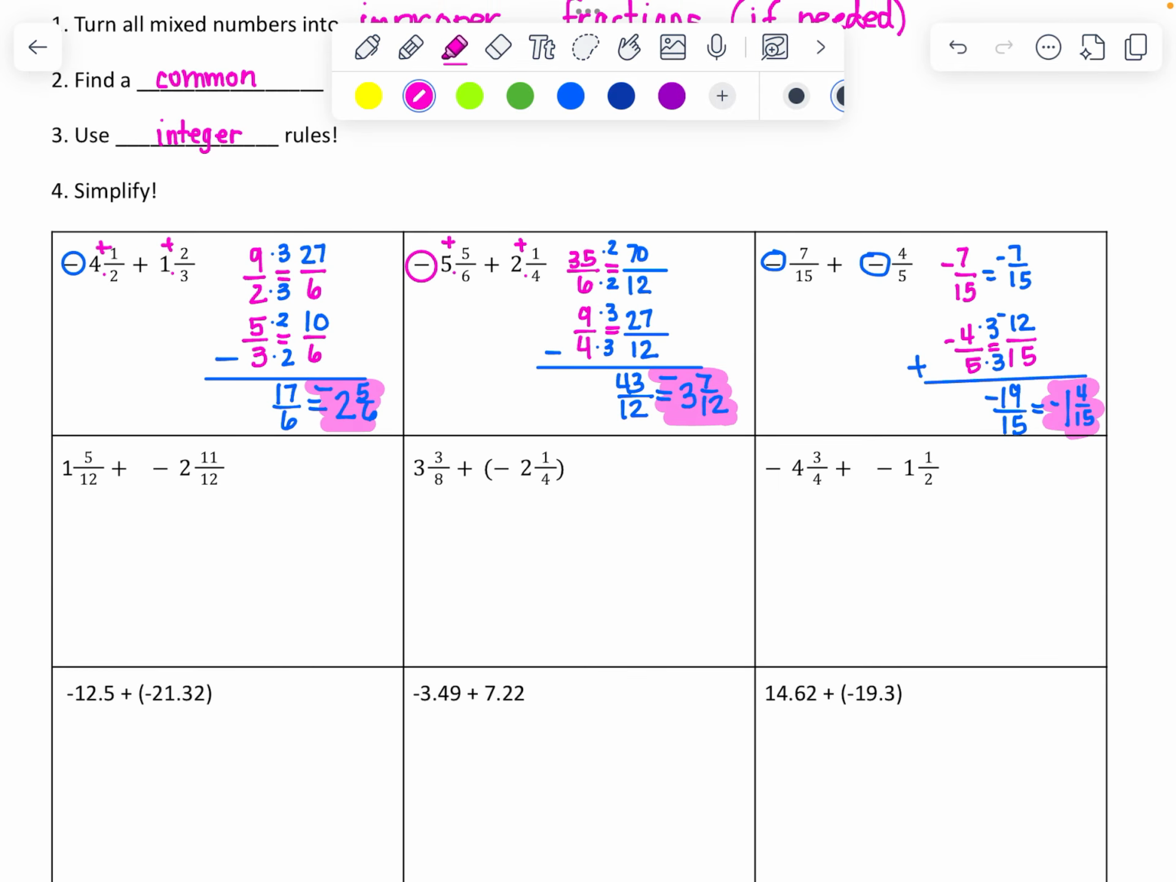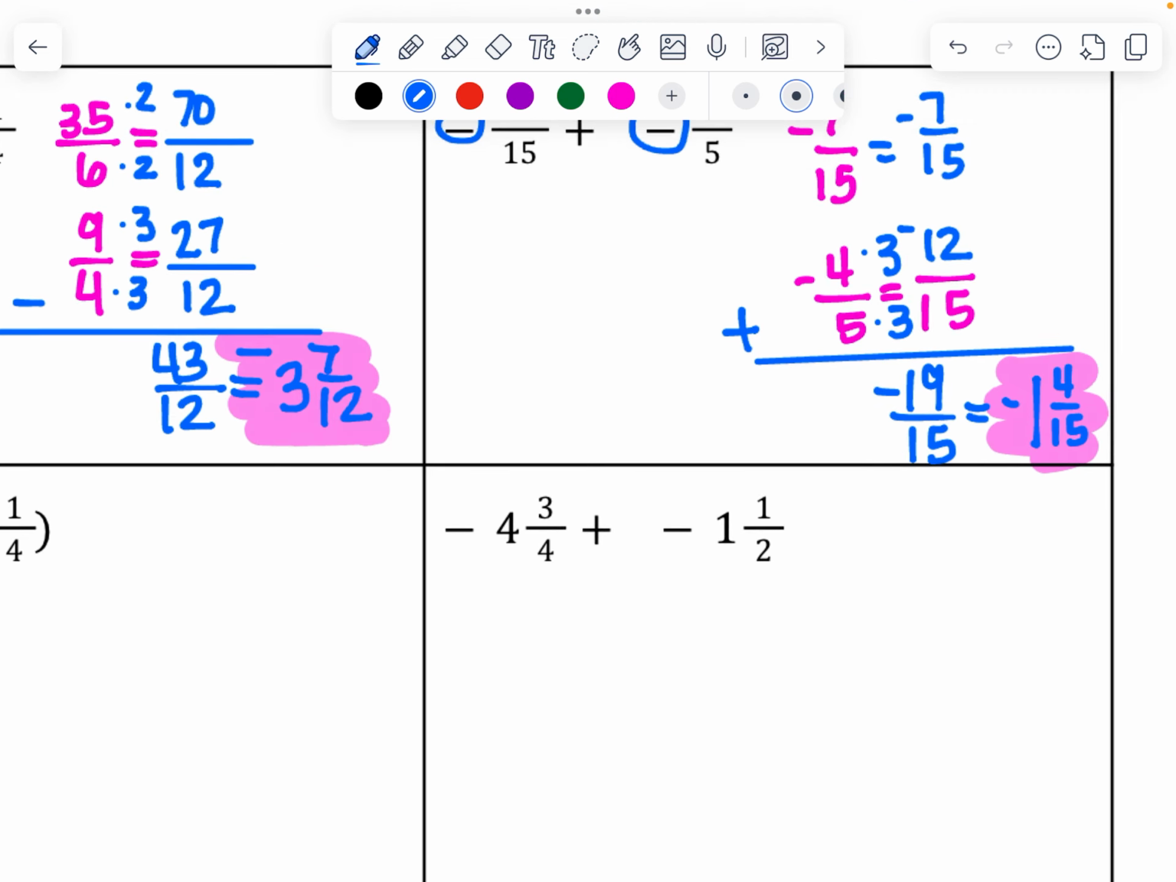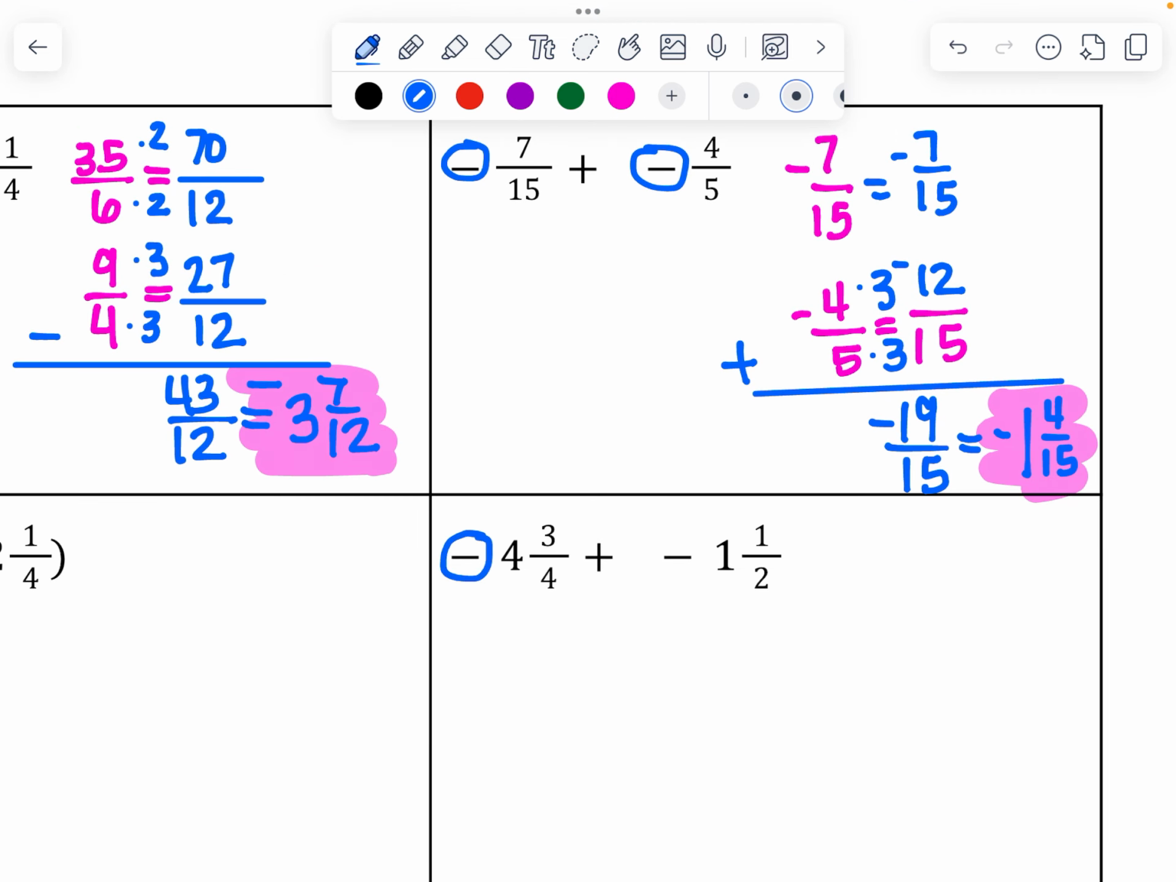All right, going to the second row. I'm actually going to go right down below that just because that one's also got 2 negatives, but this time I've got some mixed numbers to deal with. So I'm going to change them to impropers. So 4 times 4 is 16 plus 3 is 19, -19/4. 1 times 2 plus 1 is -3/2.